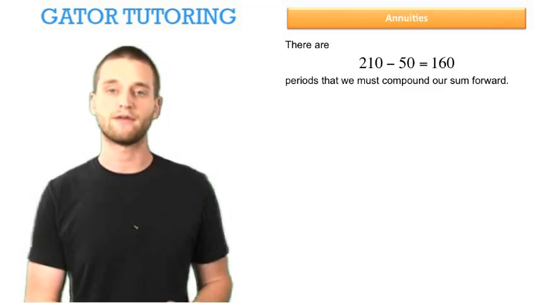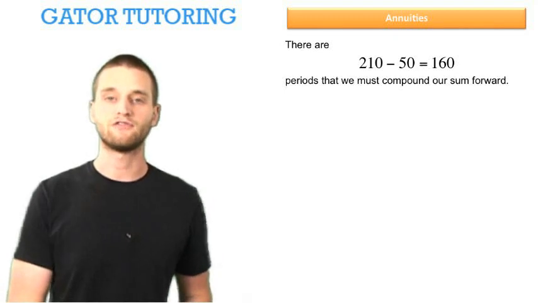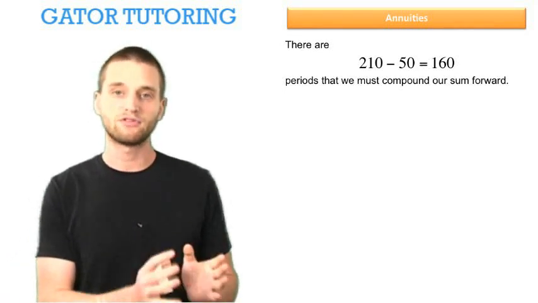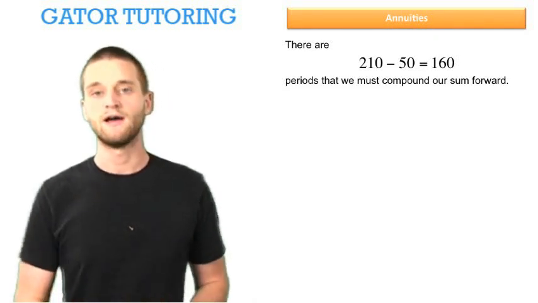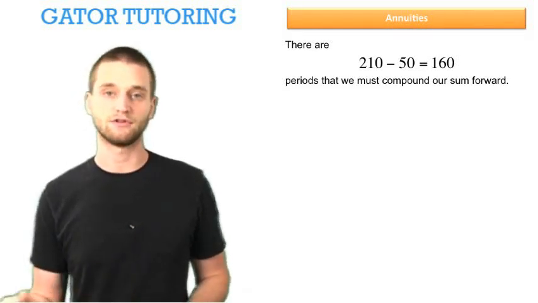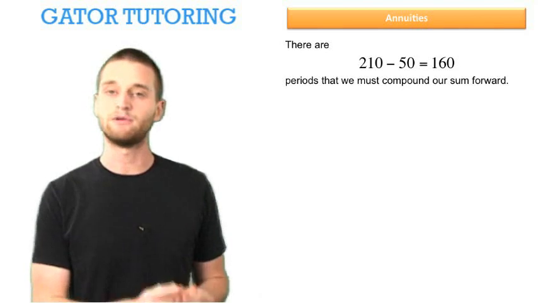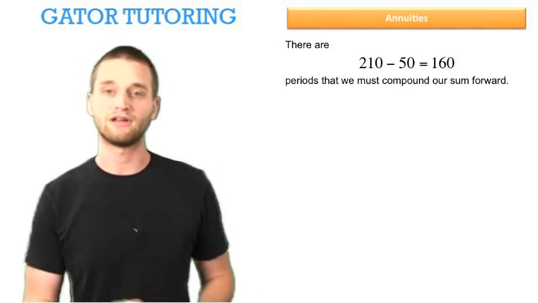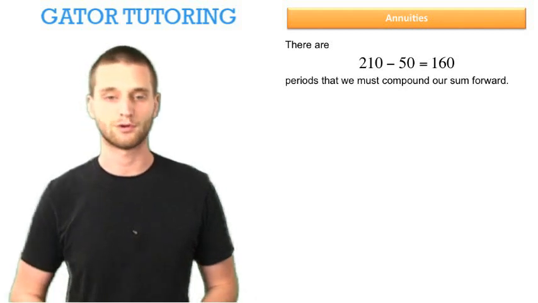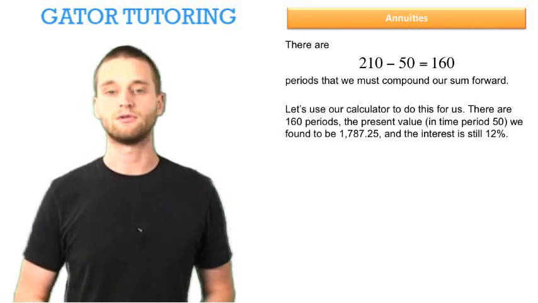So the sum that we found, the $1,700 in period 50, represents all of those cash flows. We've captured all the information about the annuity, the timing of the cash flows, by finding that present value. And we just need to find what that present value is worth 160 periods into the future. So we just need to compound that forward. Let's use our calculator to do it for us.